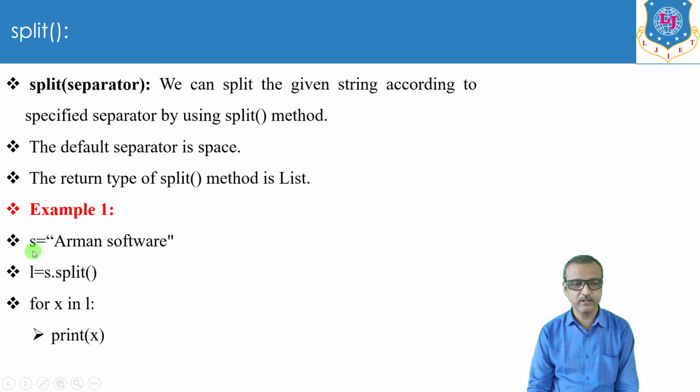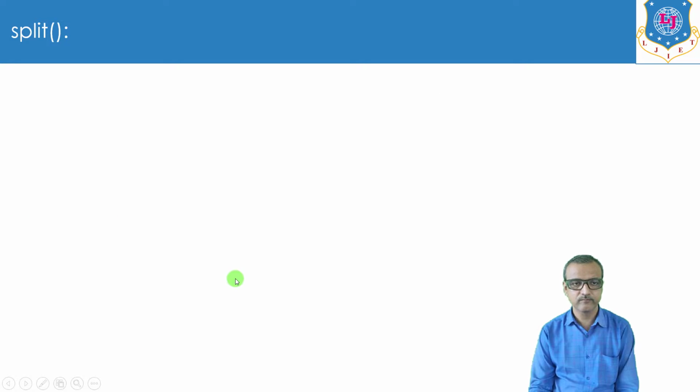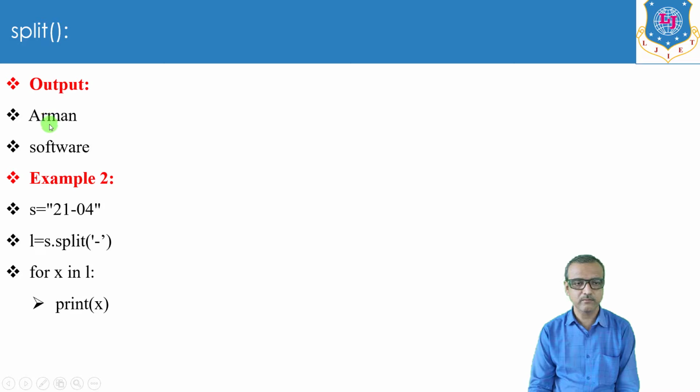Now we have example 1, s equals to Arman software. So L equals to s dot split. So what will this method do? It will split the string Arman software into Arman and software, because here we have not defined a separator. By default it will take space as a separator. Now what will be the output of this for loop? For x in L. So in L we have Arman and software. So print x will print Arman on one line and software on the second line. So the output is Arman software.